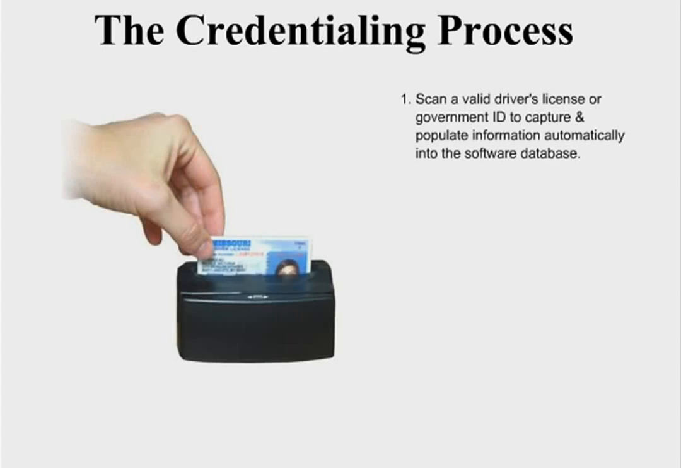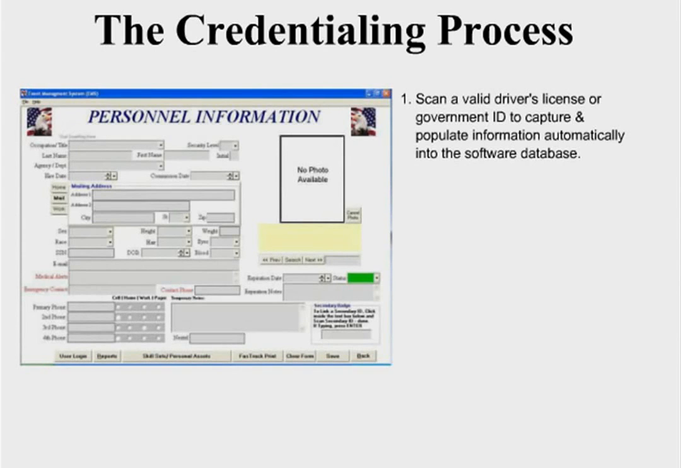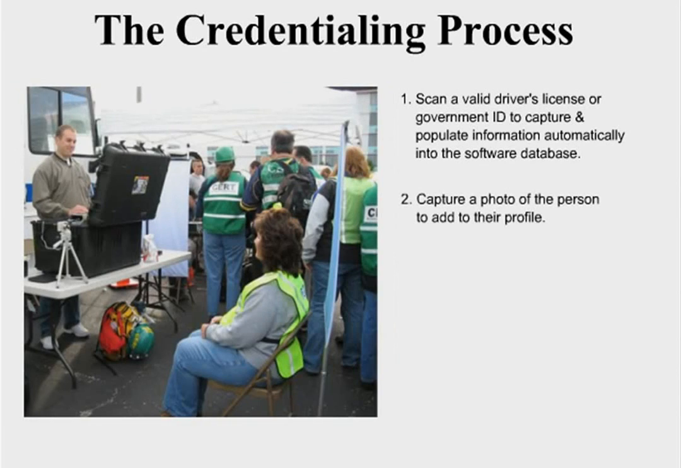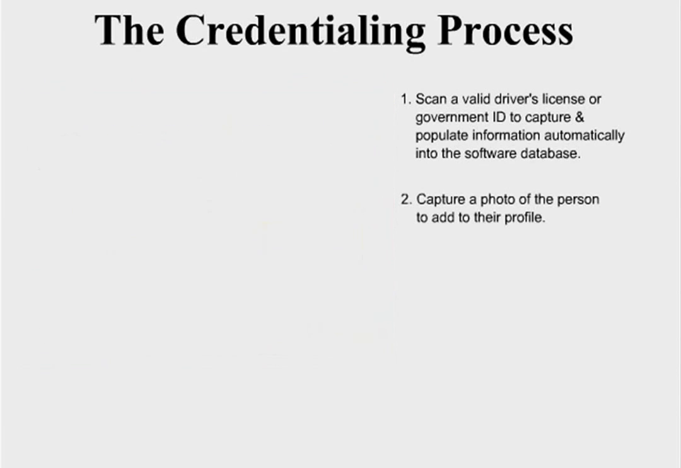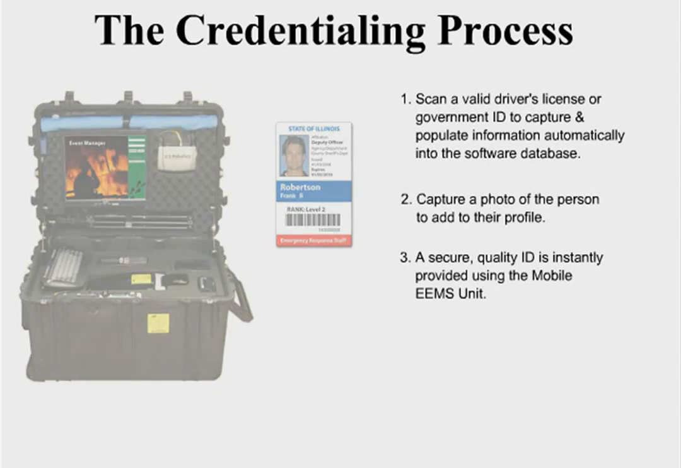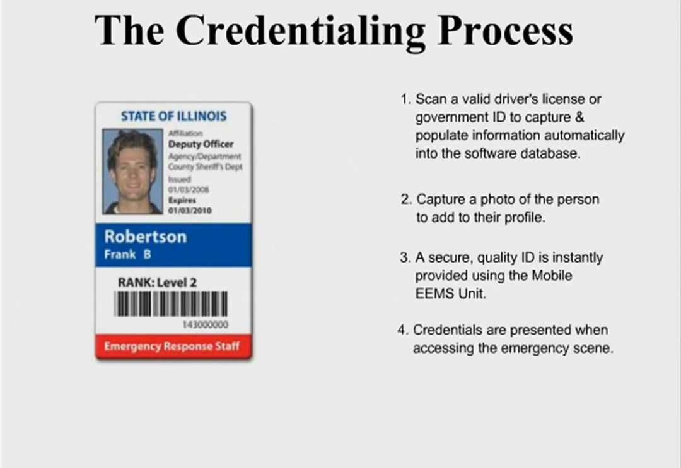The credentialing process using the mobile EEMS unit is a fast and easy way to issue secure IDs to first responders and volunteers at an emergency scene. First, scan a valid driver's license or government ID to capture and populate information automatically into the software database. Next, capture a photo of the person to add to their profile. With the click of a button, users are able to instantly issue a secure ID using the mobile EEMS unit. Personnel are then able to present their credential when accessing the emergency scene.